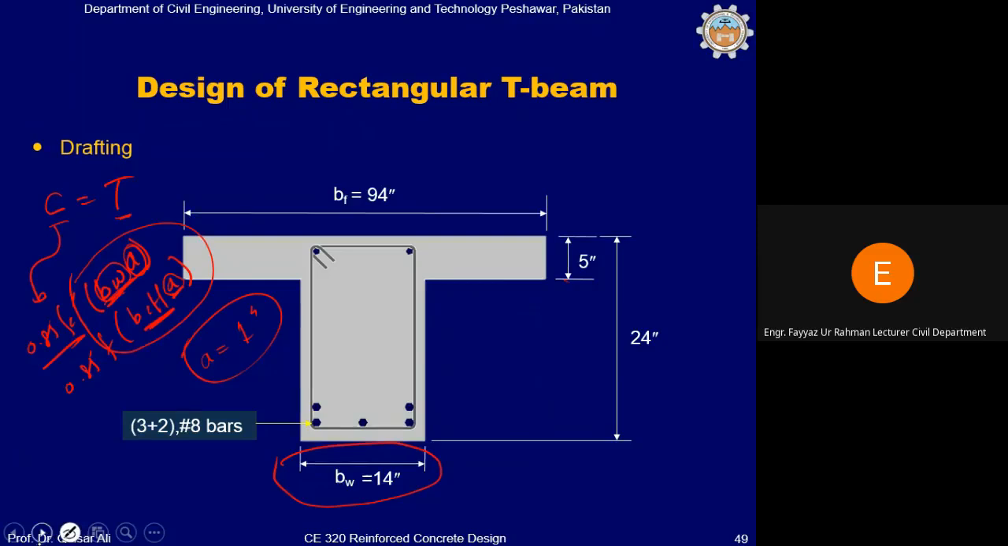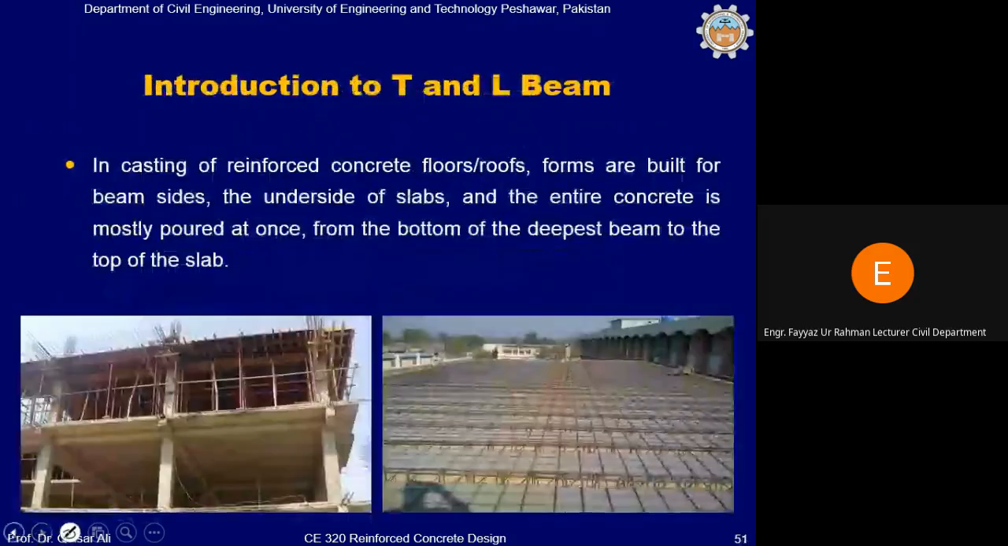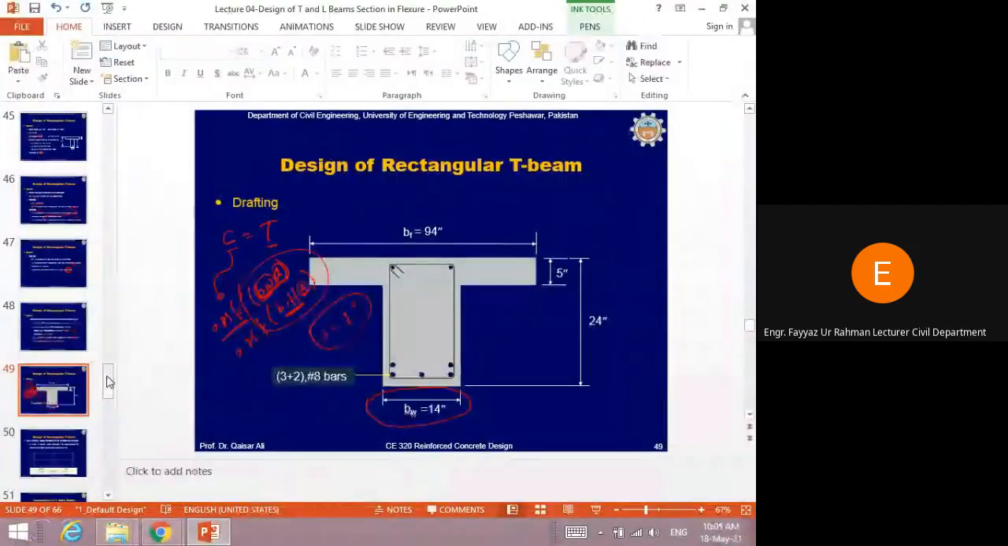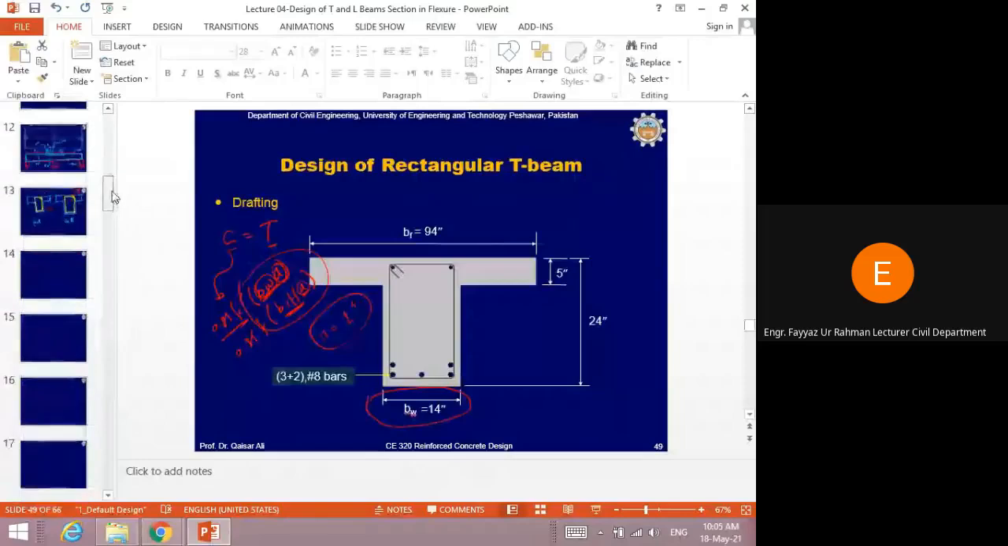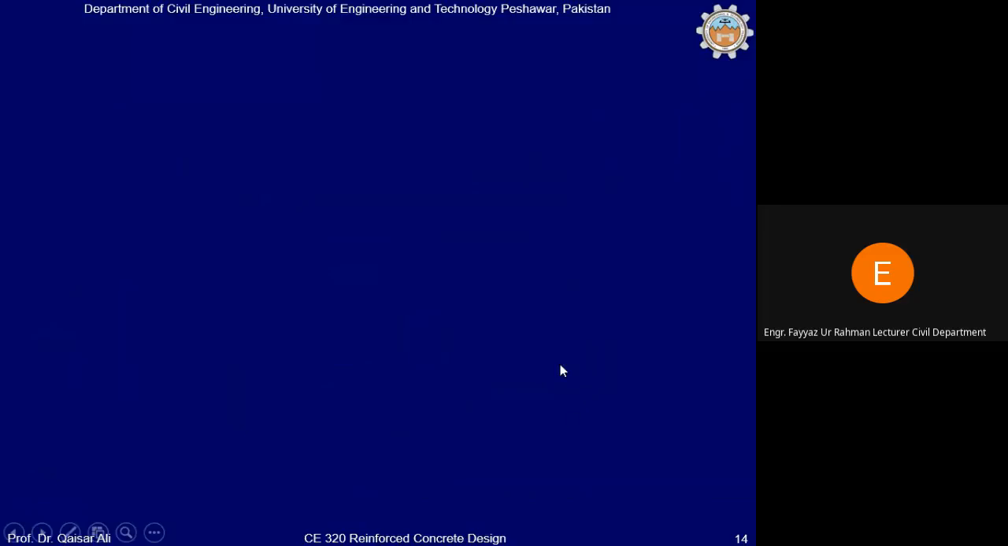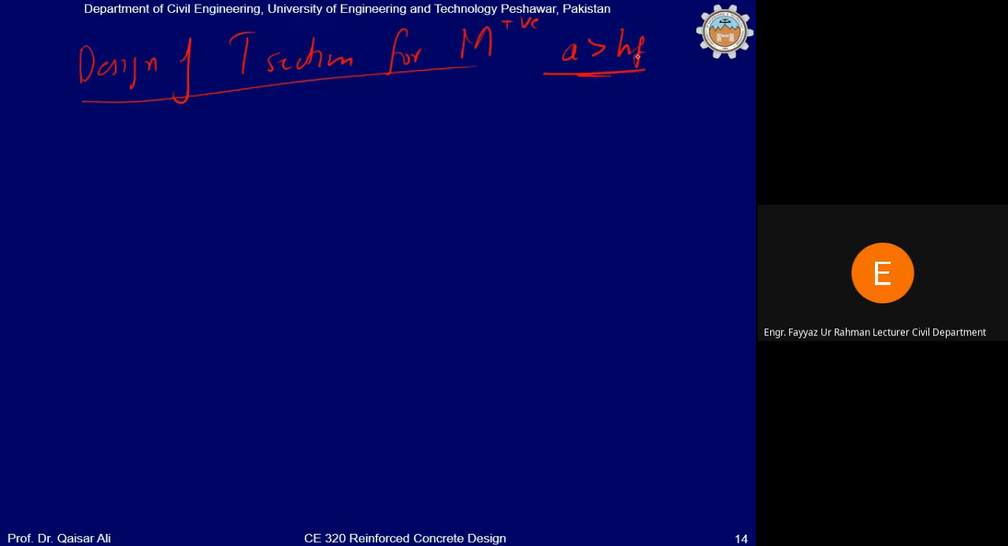Acha, next we will discuss the positive moment case 2. Okay, case 2 को हम डिस्कस करते हैं. How to design the T-shaped beam when subjected to positive moment. Design of T section for positive moment and for the case when a is greater than hf. Clear? फिर भी बिल्कुल सिंपल है, आप इसको जरा देखें.